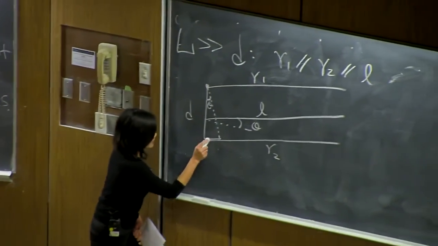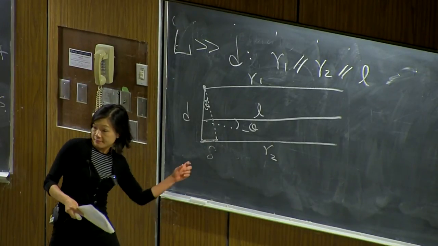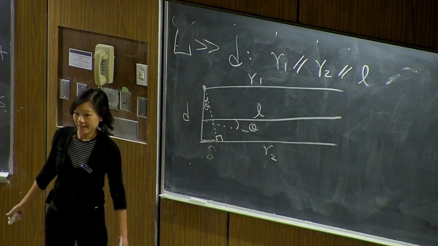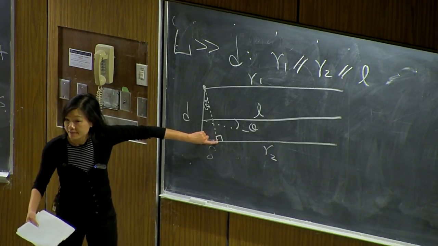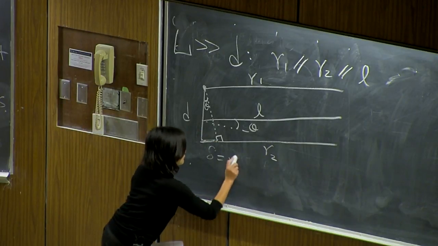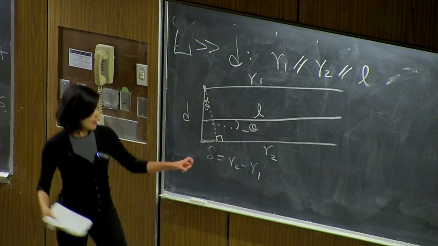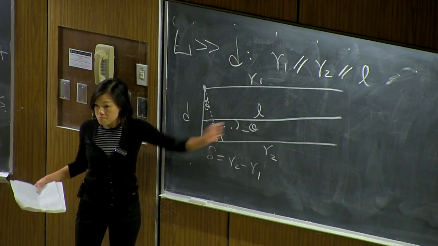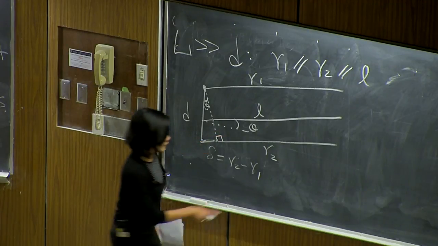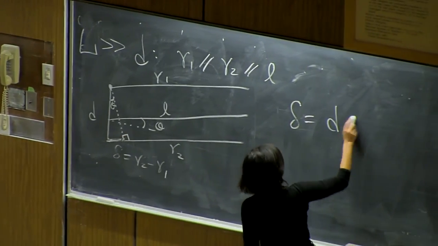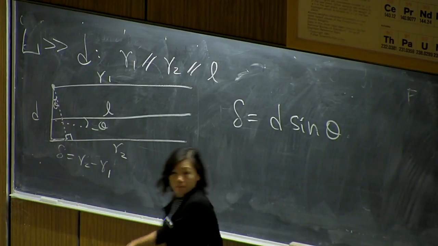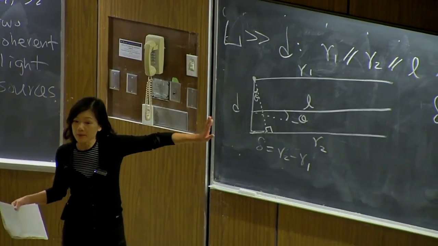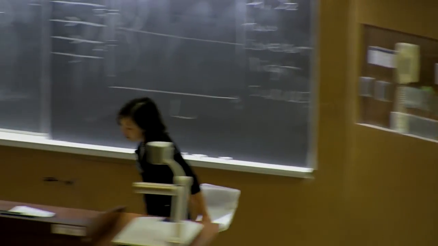All right, so the path difference, delta, is nothing but this distance, and remember this is 90 degrees. So this distance will give me delta. And how do you express delta in terms of this angle? d sine theta, very good. All right, so I think probably let's stop here and then continue Friday.